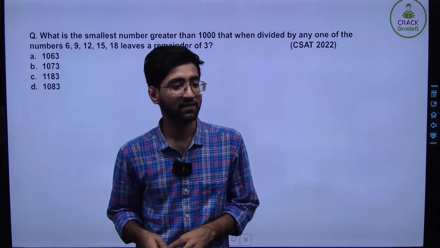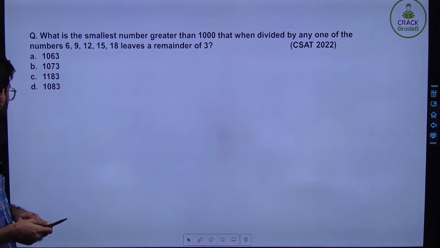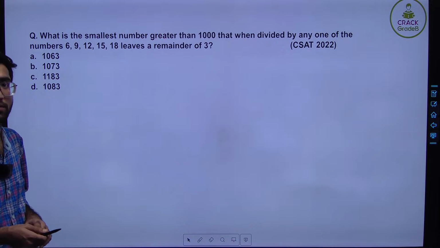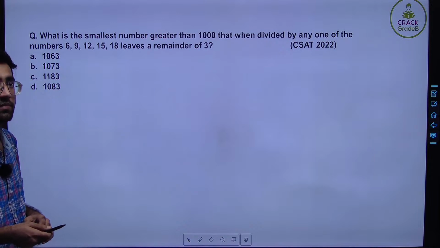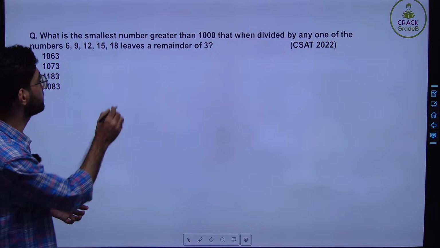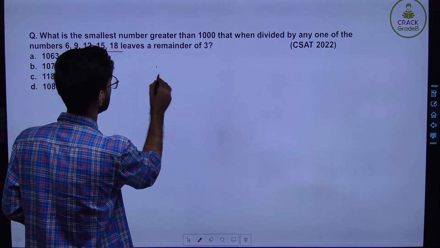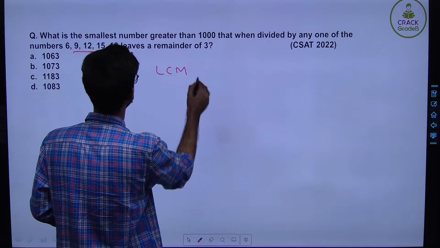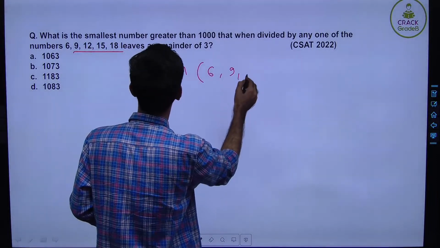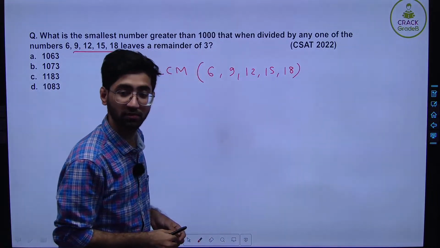Okay, this is the answer. Did you use options to answer the question? Simple again, you can use options, but if you use the approach, what will be the LCM of 6, 9, 12, 15 and 18? What will be the LCM?